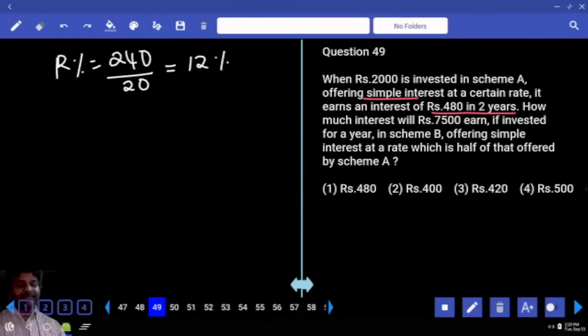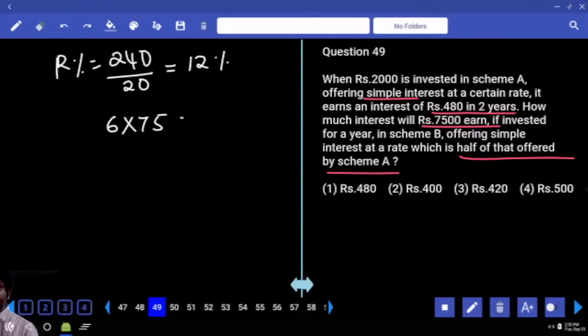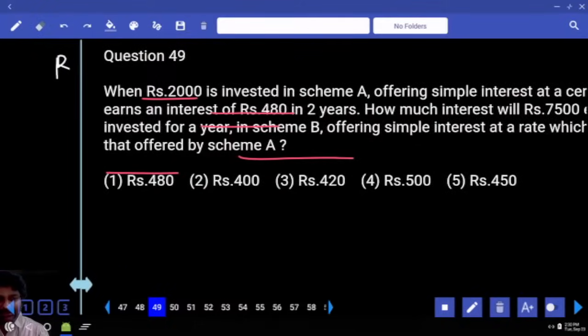Right. How much interest will 7,500 earn if invested for 1 year in scheme B, offering simple interest at a rate which is half of that earned from scheme A? Scheme A interest 12%. Half of that 6%. Calculated on 7,500. 6 into 1% value 75. 6 7s are 42, so 420. 6 into 5 is 30. 420 plus 30, 450 should be fifth option. It is not visible, but first four are not right answers. Fifth has to be that. Yes.